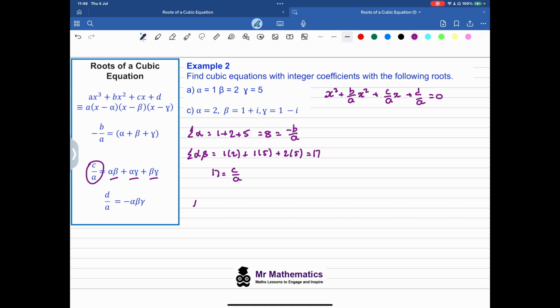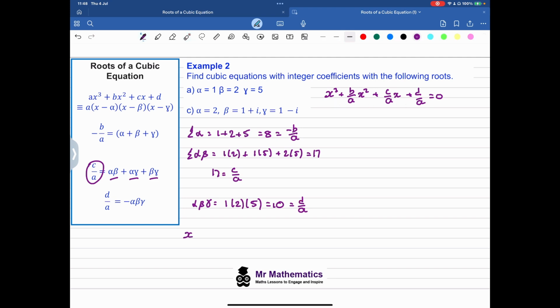And then we can work out the product of our three roots. This will be alpha multiplied by beta multiplied by gamma, and this will give us 10. And this is the d over a term. So now we can substitute each of these coefficients into our equation.